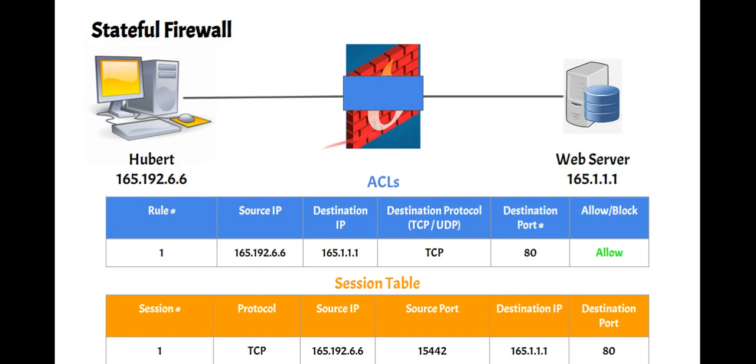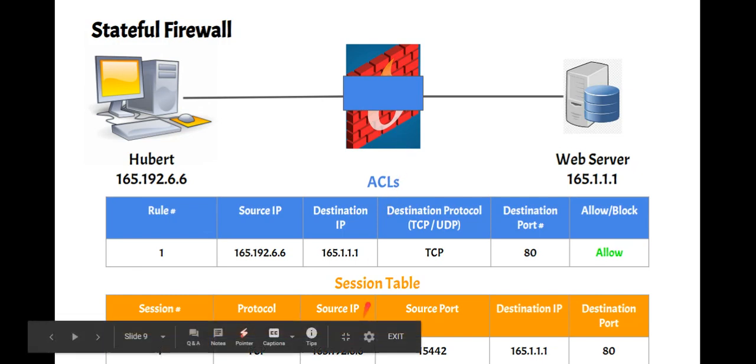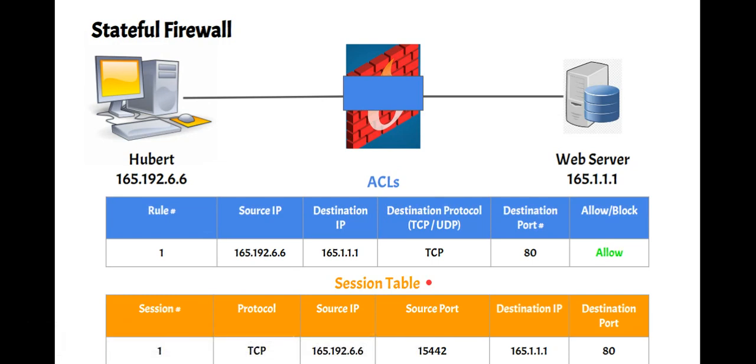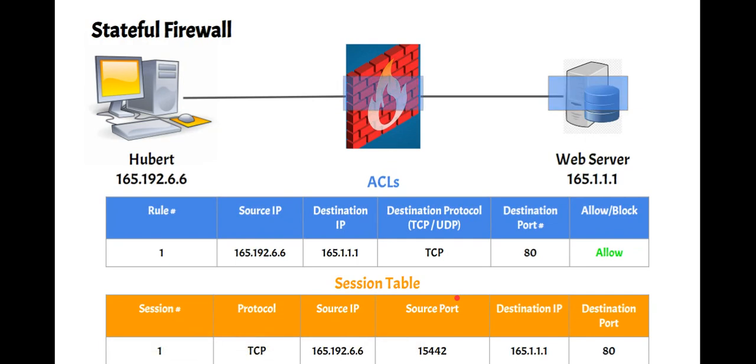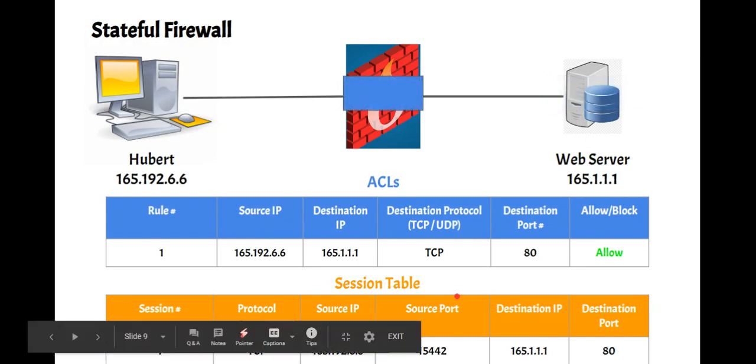So when Hubert's outbound traffic passes, the firewall takes note of it through a session table, which stores information of the IP addresses and the ports for both the source and the destination, Hubert and the web server. So when the web server responds to that traffic within the same traffic flow, the firewall checks the session table to make sure that it's active, and then grants access and allows it to pass through.